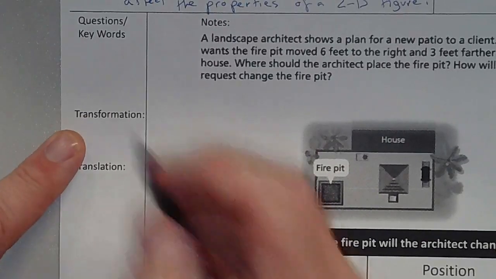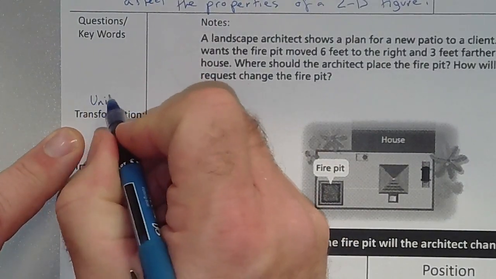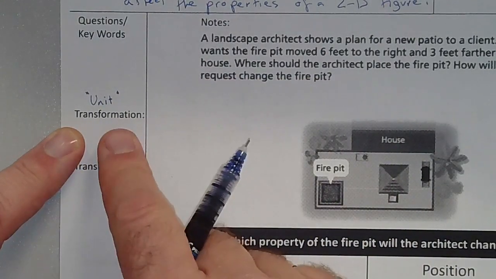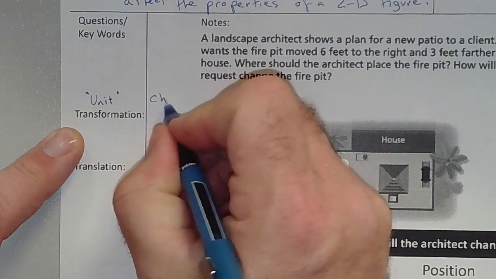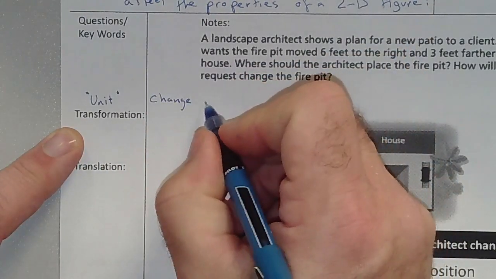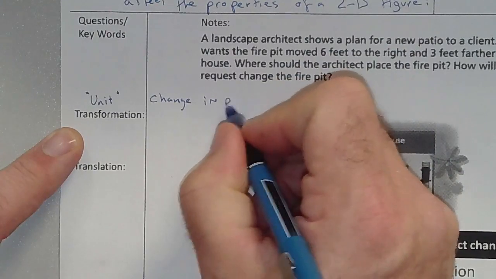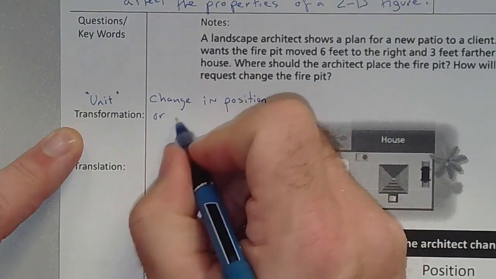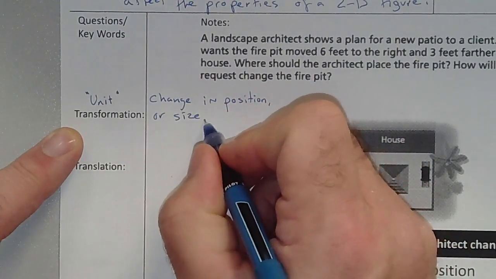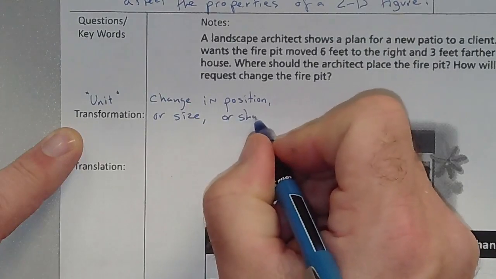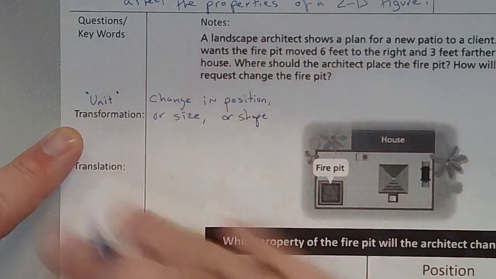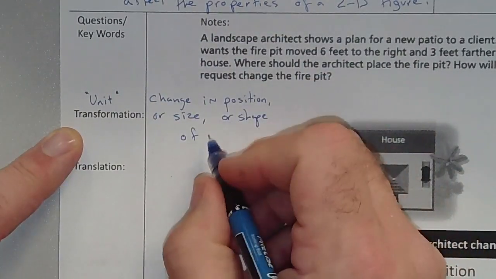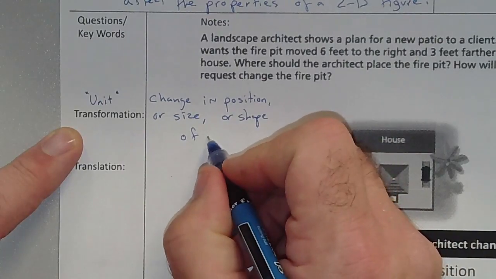Over here, this is the unit. So we're in a unit that talks about transformations. There's 4 different transformations. And when we transform a shape, we're going to do a change in position or size or shape. And it could actually be all of those. We could change all 3 of those as a transformation, or it's a specific one of those things. So it's change in position or size or shape of a figure.